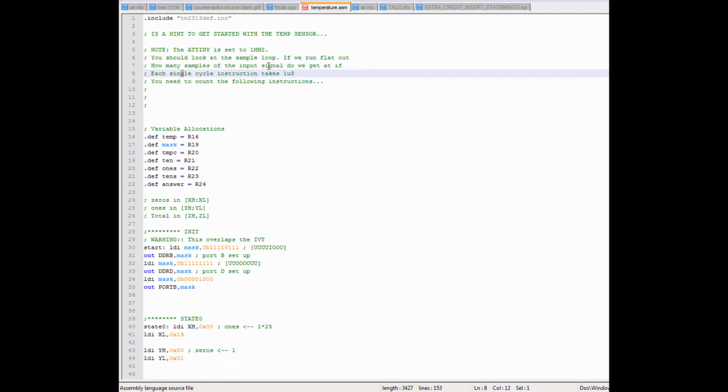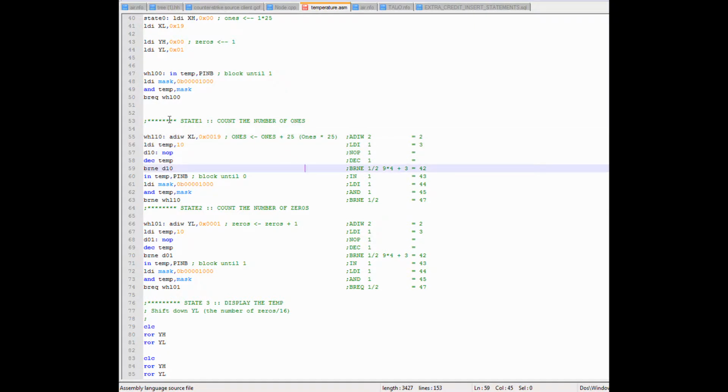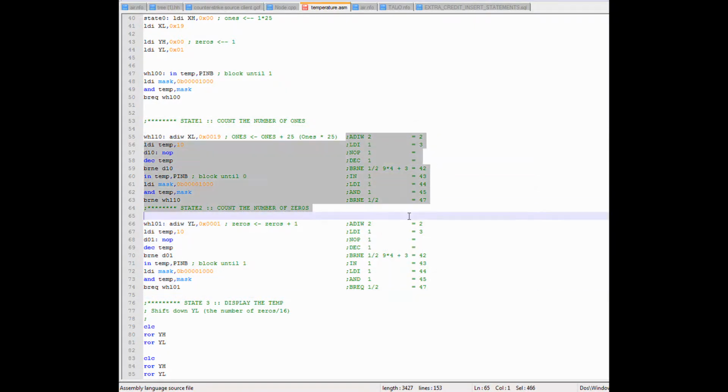How many samples of the input signal do we get? If each single cycle instruction takes 1 microsecond, you need to count the following instructions. So what I do here is state 1 counts the number of ones, state 2 counts the number of zeros. I just counted up the amount of time each state takes to go through, or rather the number of cycles.